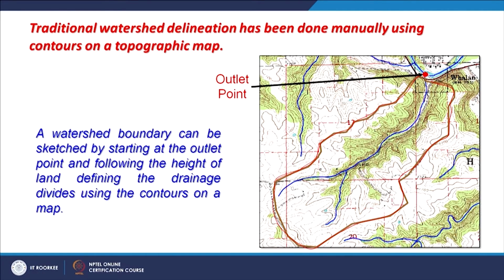And a watershed boundary can also be drawn as a sketch on a topo sheet. First you decide which is going to be your outlet, like in this case, and then you start searching for a boundary, either through your contour lines or a ridge, by which you complete the entire watershed boundary and come back to the same outlet.